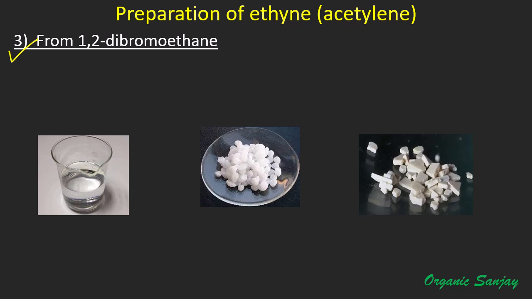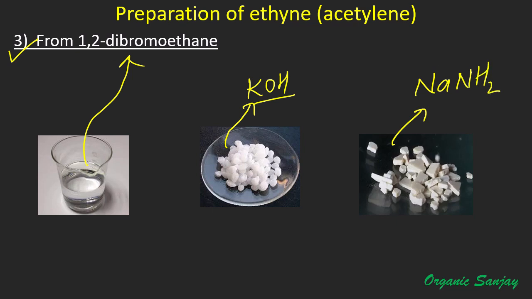Now the third method, that is from 1,2-dibromoethane. This first picture shows 1,2-dibromoethane. 1,2-dibromoethane is a colorless liquid at room temperature. Similarly, this next picture is the picture of KOH, and the third picture is the picture of sodium amide. Sodium amide is a stronger base than KOH, potassium hydroxide. You know that KOH is also a base, but NaNH2, sodium amide, is a stronger base than potassium hydroxide.